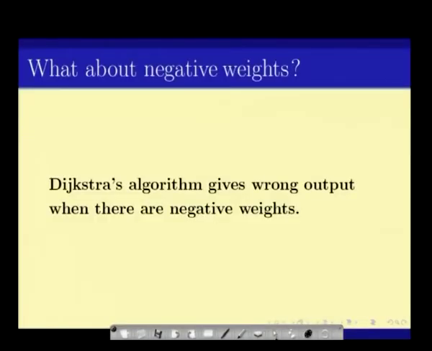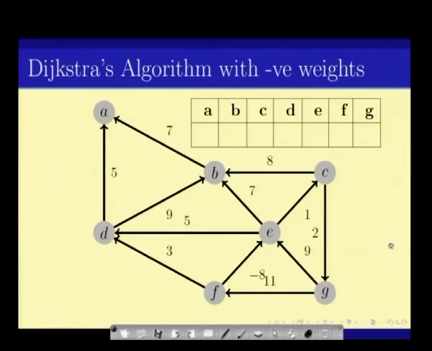So, welcome back after the break. Before the break, we were looking at Dijkstra's algorithm, and we are talking about why Dijkstra's algorithm cannot work for negative edge weights. For example, consider this graph. So, I have just added a single negative edge weight which is -8.